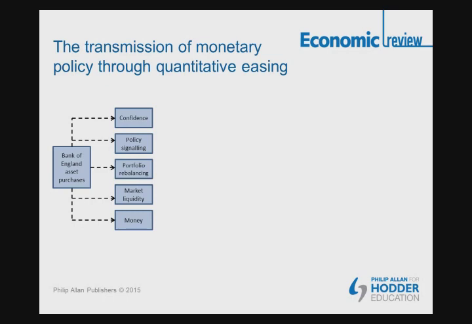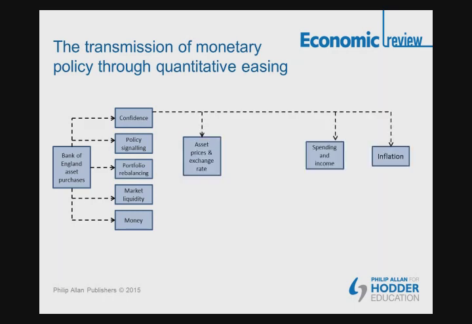Now, the improvement in confidence would affect asset prices and the exchange rate. It would affect spending and income in the economy. It could also, of course, affect inflation if spending and income began to rise, but this was considered less important than the recession that was building. And indeed, inflation was expected to decelerate into the future, as indeed it did.